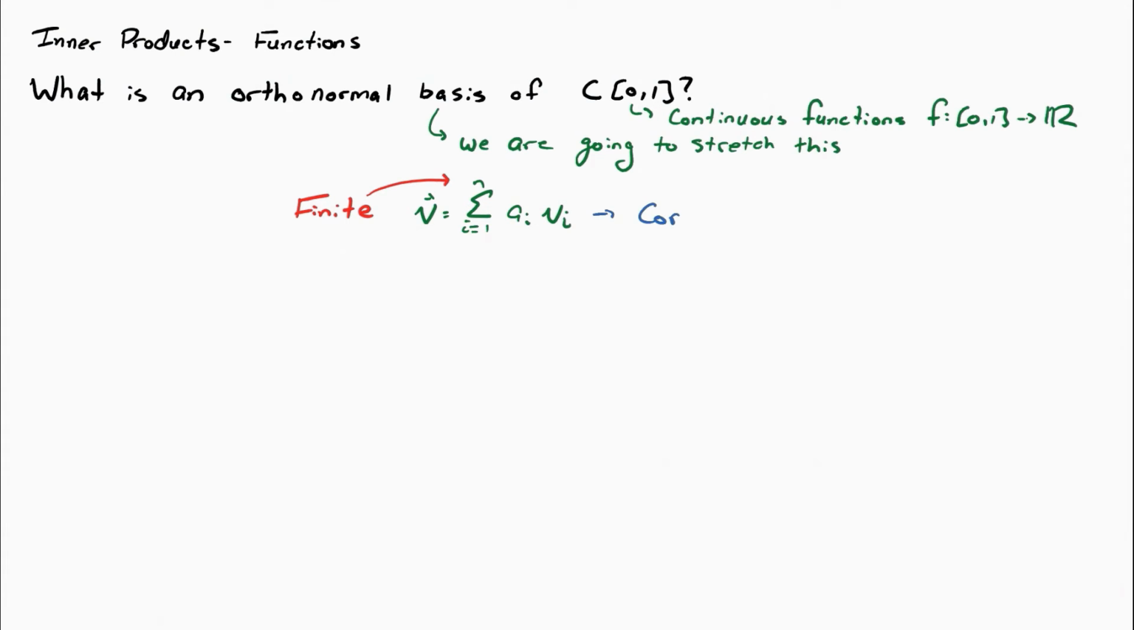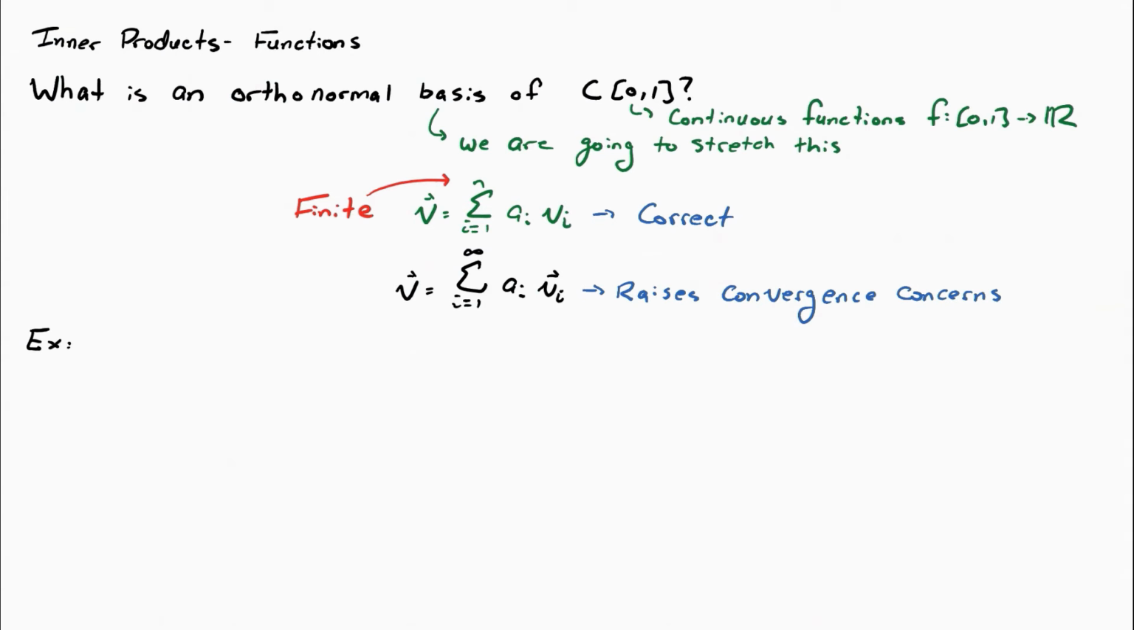This is the correct interpretation of a basis. We're going to write vectors as infinite linear combinations. This might seem fine, but it raises convergence issues. For example, 1/(1 minus x) is equal to 1 plus x plus x squared, and so on. But only if the absolute value of x is less than 1. This is the geometric series that you learn about in a second semester calculus course.